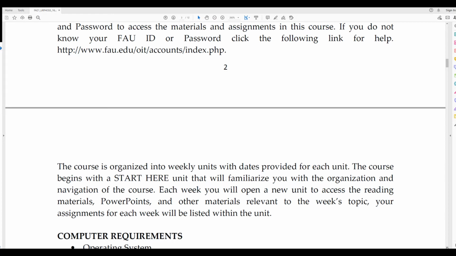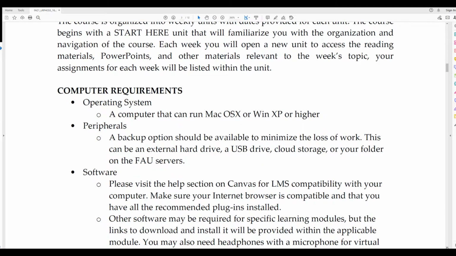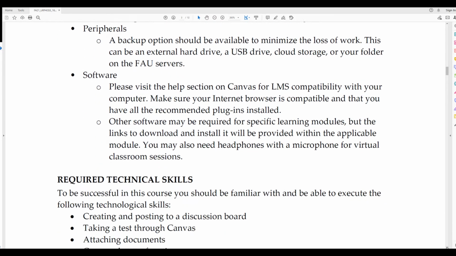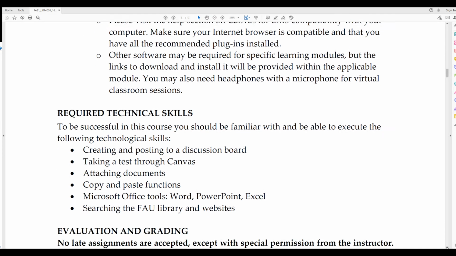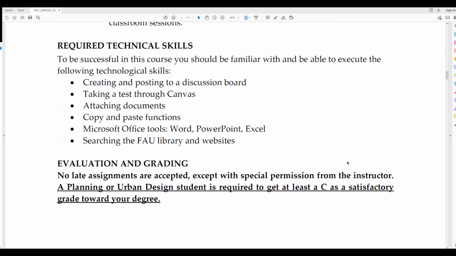Just please remember that. The computer requirements, and make sure you have basic browsers and also backup options, and also make sure all the software is in good condition and updated. We're not going to use a lot of different softwares, but mostly just Microsoft Word. And you can download and install into your computer for free. And I provided instruction on the homepage of Canvas.